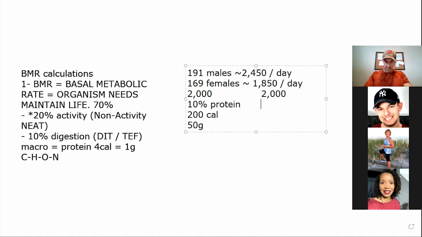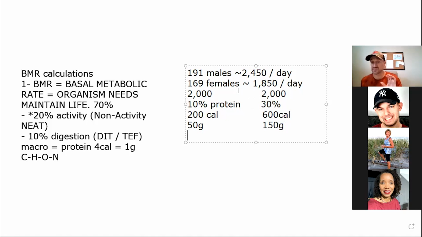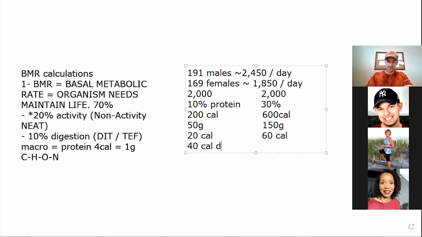So if you have someone getting 30% here, how many calories is that? 600. And then how many grams? 150. Again, I'm not saying that all females should be getting 150 grams of protein. Take this with a grain of salt. But your TEF, total calories right here, you're going to be burning 10% of those calories, 20 calories. Over here, 60 calories. Doesn't sound like a lot. It's a 40 calorie difference.